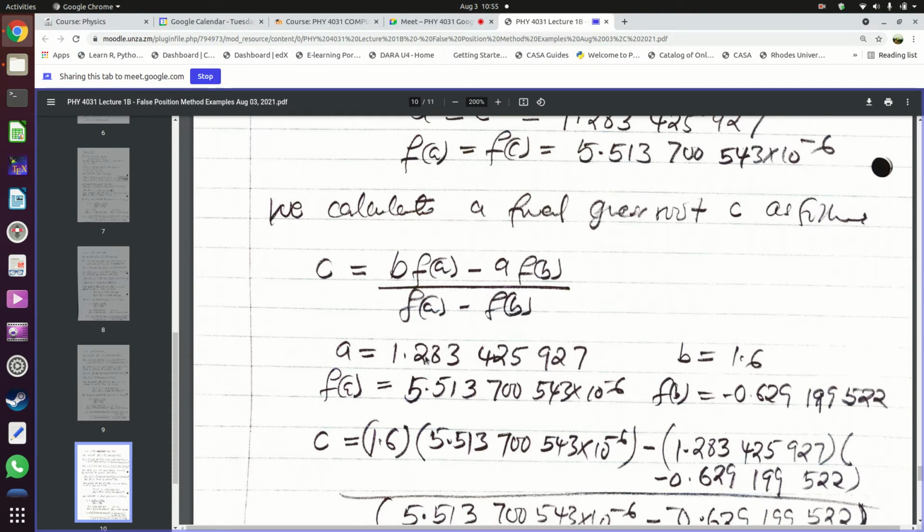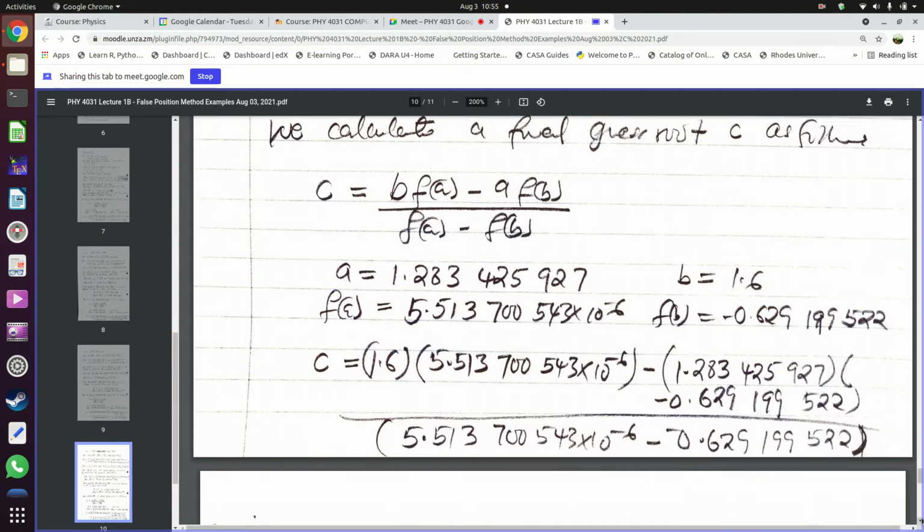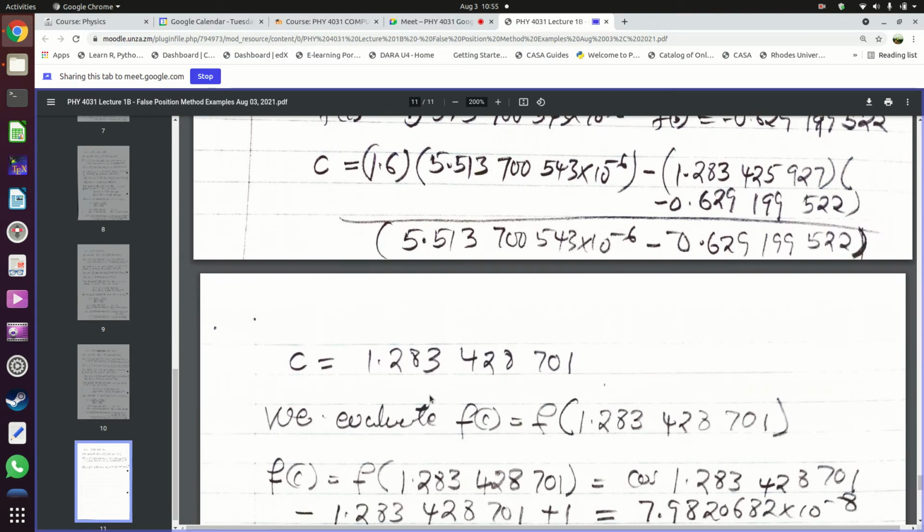So A equals 1.283425927. Then your f of A equals this, then your B is 1.6, and you substitute in here. When you do that, you end up having a final value of C, which is 1.28342870. So the first number, the 283, is fixed, and 42 become fixed now. This one also becomes fixed. The only thing which is going to change is the 5, which becomes 8, and so on. So basically you've got 5 digits after the decimal point being fixed.